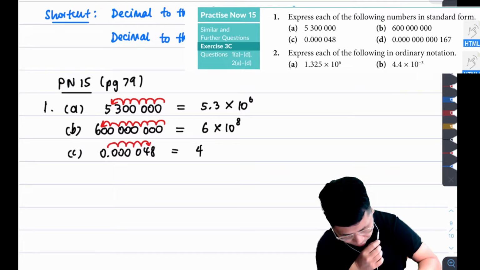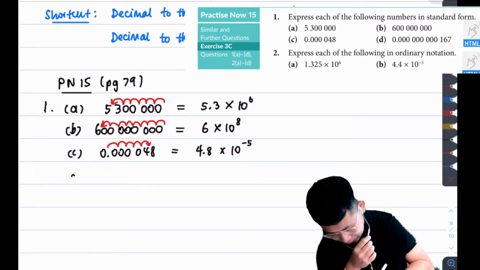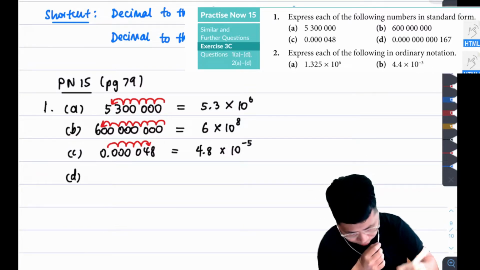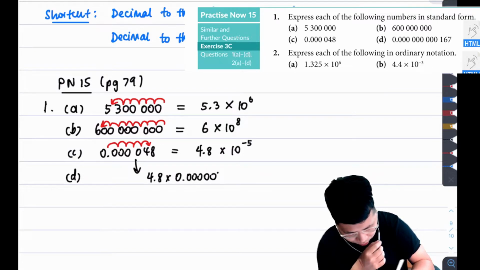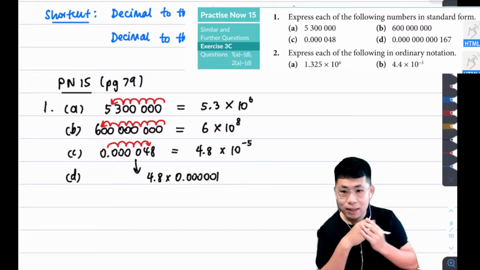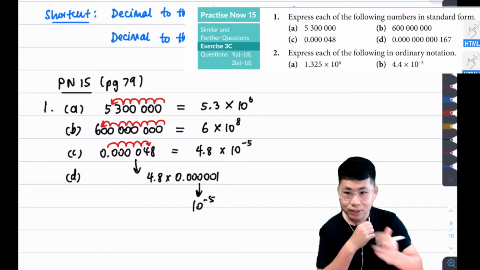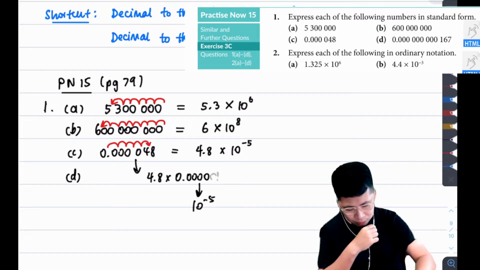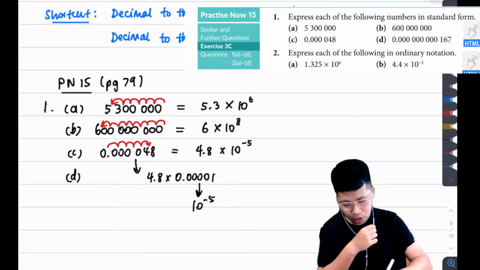So this would be 4.8 times 10 to the power of 5, but over here is negative 5 because we are moving 5 steps to the right. Or more like, the full story is this is 4.8 times 0.00001. And this thing over here is 10 to the power negative 5. Oops, sorry, it is 0.00001, like that. So that's the full story.